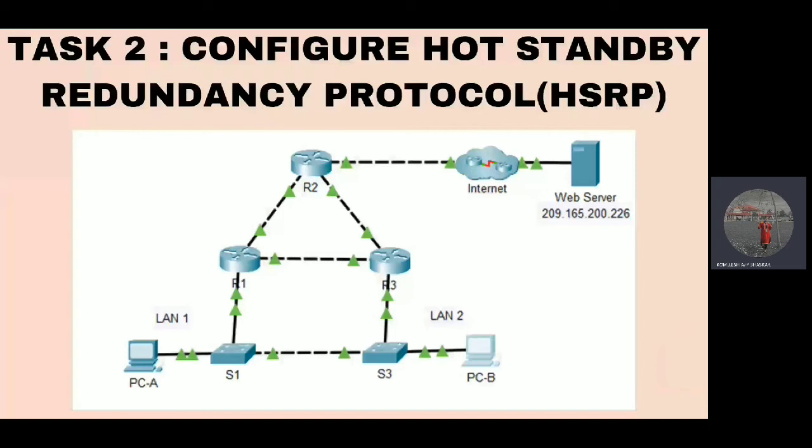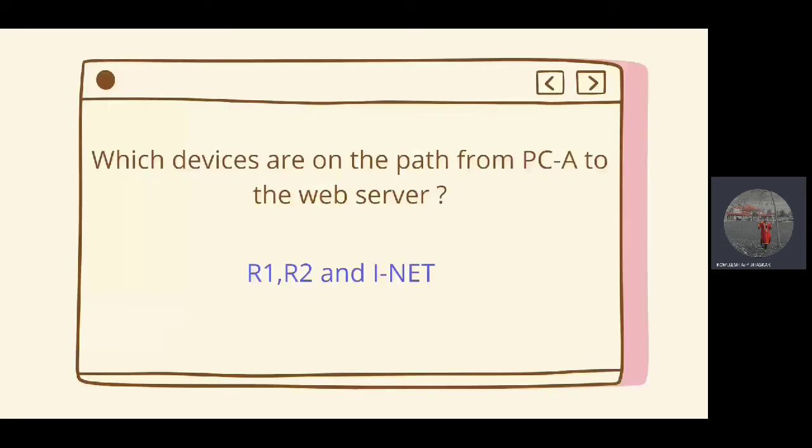First, we have to go to the desktop of PCA and open the command prompt, and then I have to enter the command tracert 209.165.200.226, and we can see the trace has been completed. The next question, which devices are on the path from PCA to the web server? The answer is R1, R2, and ISP.